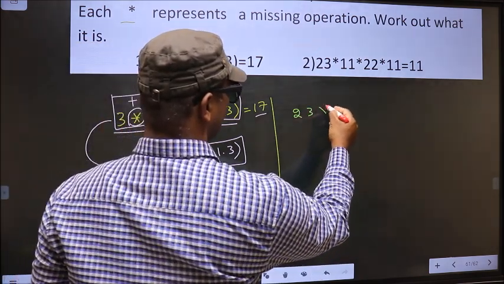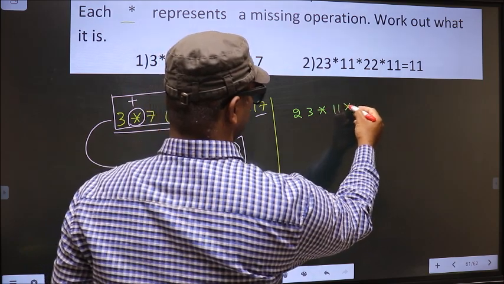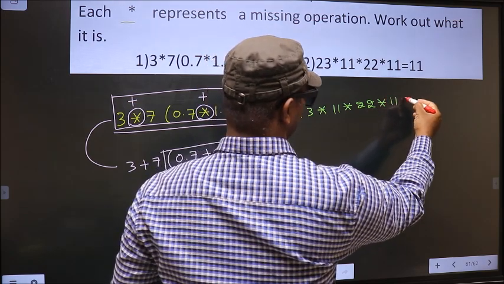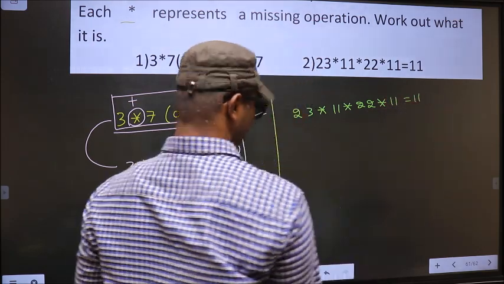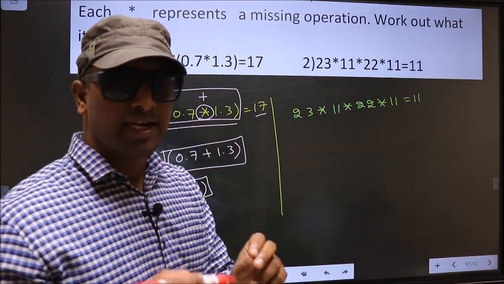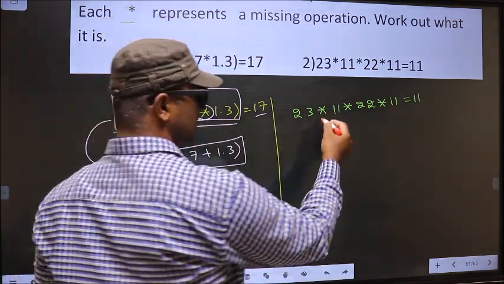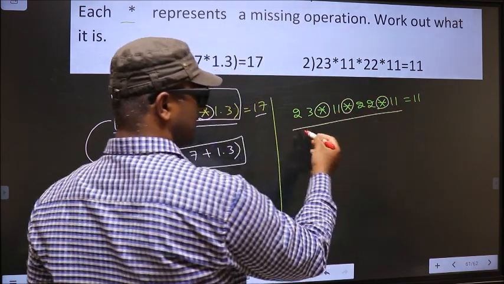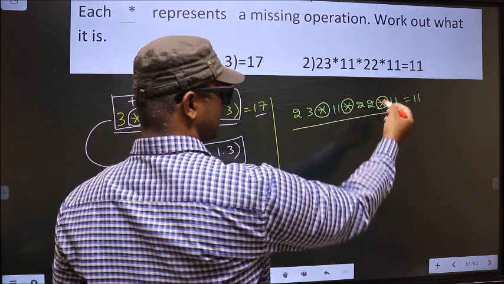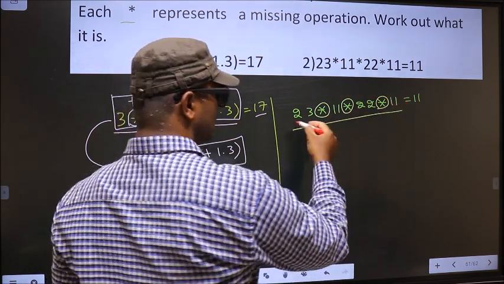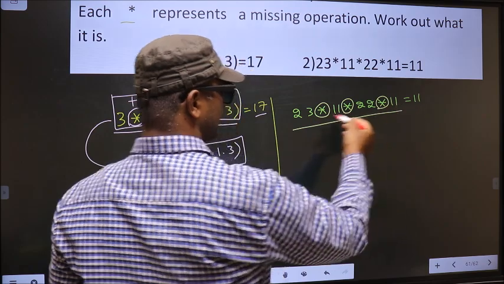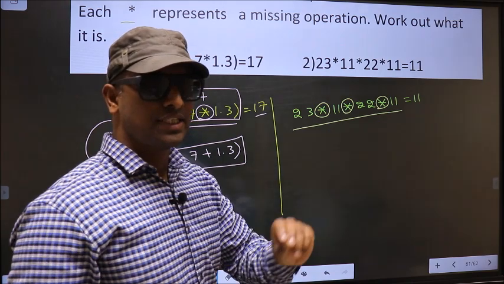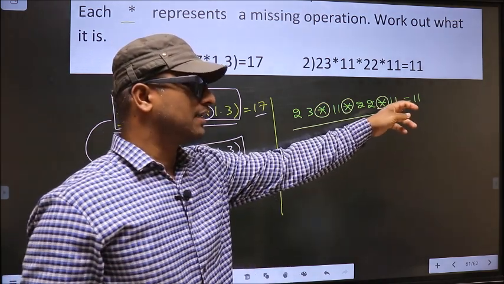23 star 11 star 22 star 11 equal to 11. Here they are asking us to replace these symbols in this expression with some operations such that when we calculate this expression, after replacing these symbols, we should get the result to be 11.